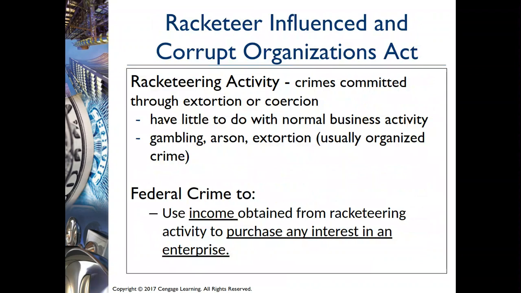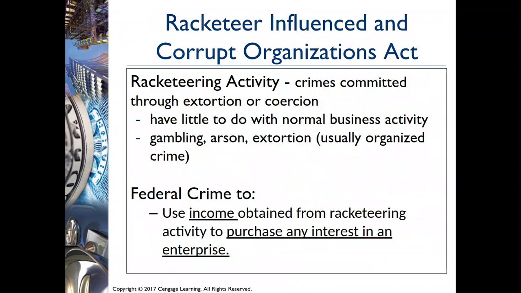The Racketeer Influenced and Corrupt Organizations Act is another law preventing racketeering, or crimes committed through extortion or coercion. They have little to do with the normal business activity that's going on. It's gambling, arson, extortion. Usually organized crime is associated with racketeering.